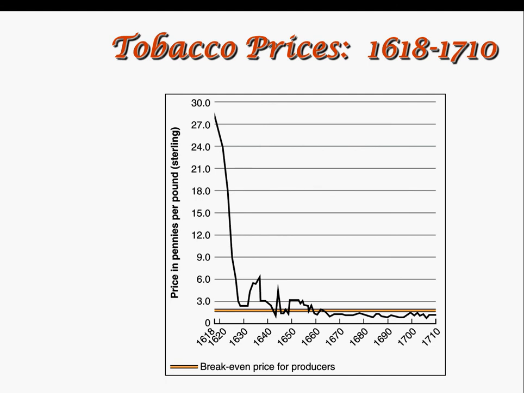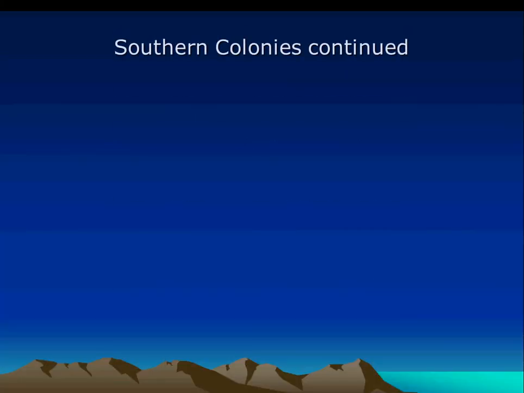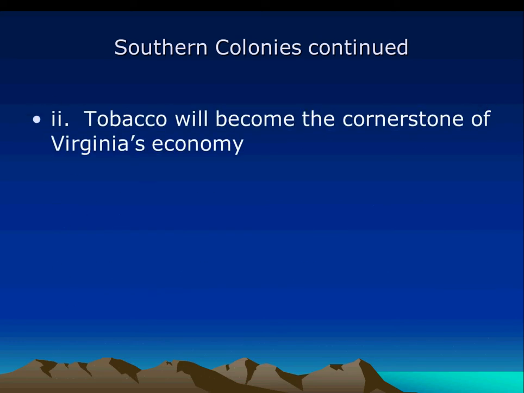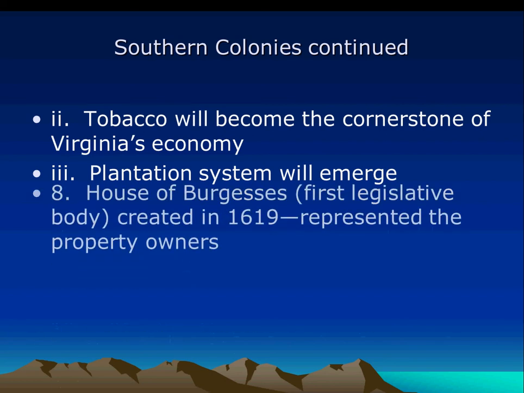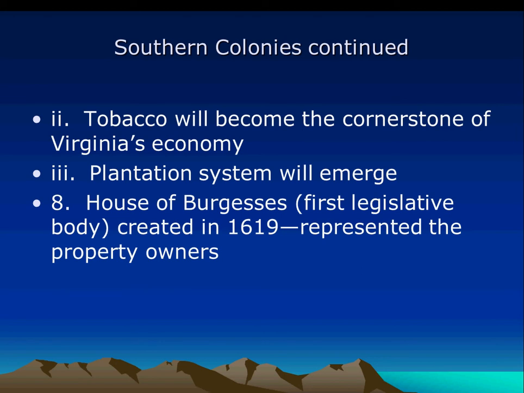It starts out being very expensive and people making lots of money, and eventually it is not going to be that profitable. But it is going to help the colony get off the ground. So it will become the cornerstone of the population there, the jobs that people are employed in. The plantation system will be a way that they will grow this.